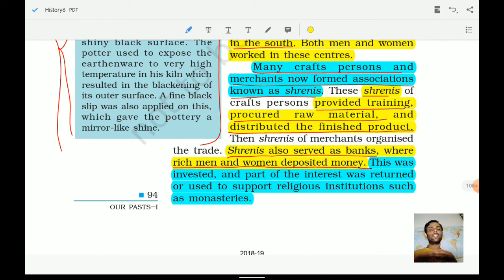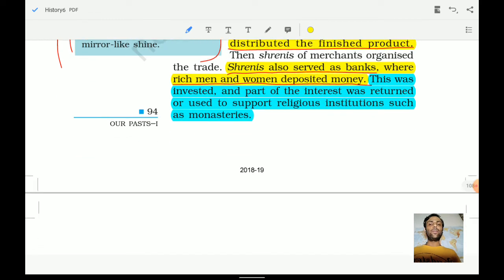used to support the religious institutions such as monasteries, since we have already understood that these monasteries also used to provide importance of places to the people who were there, like the monks and the nuns, and they were also serving different parts of the society, right? So they also played an important role.